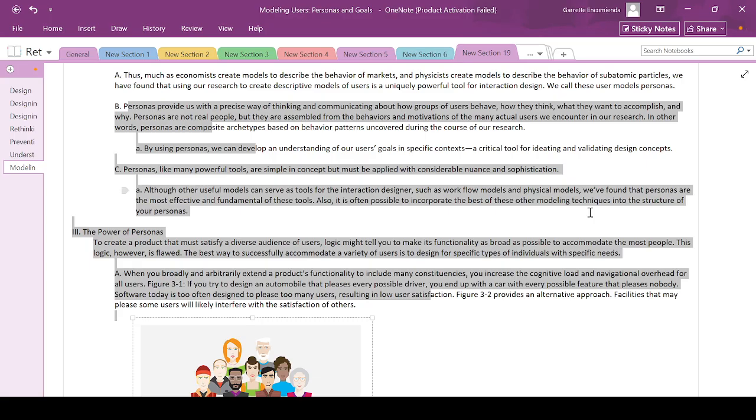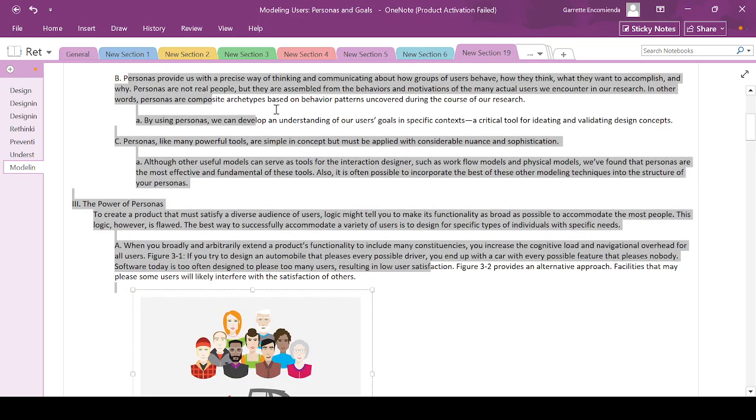Personas are not real people, but they are assembled from the behaviors and motivations of the many actual users we encounter in our research. In other words, personas are composite archetypes based on behavior patterns uncovered during the course of our research. By using personas, we can develop an understanding of our users' goals in specific contexts.